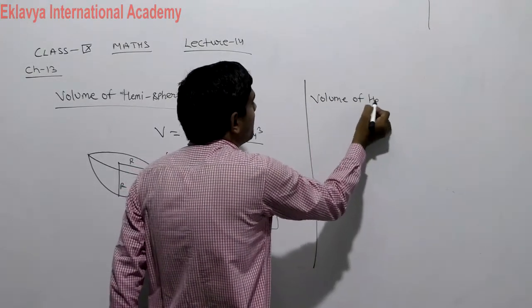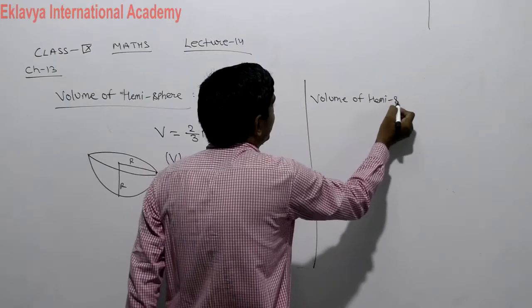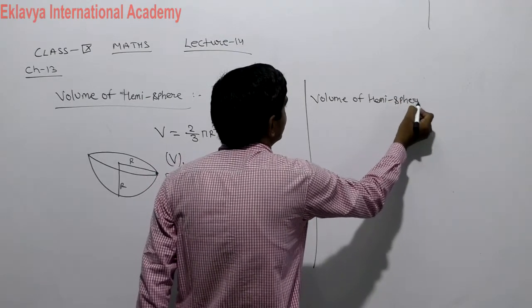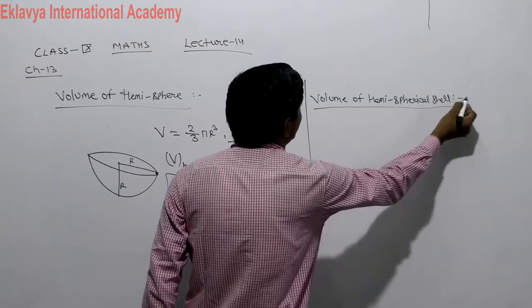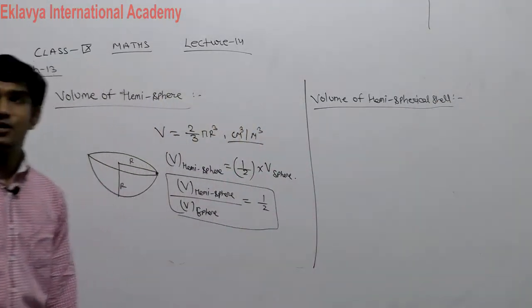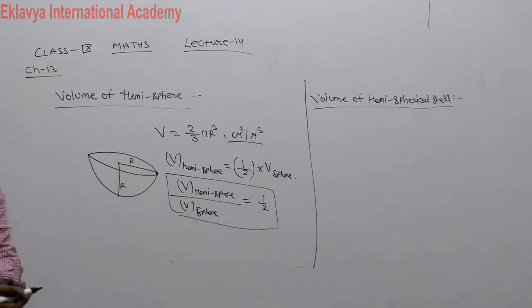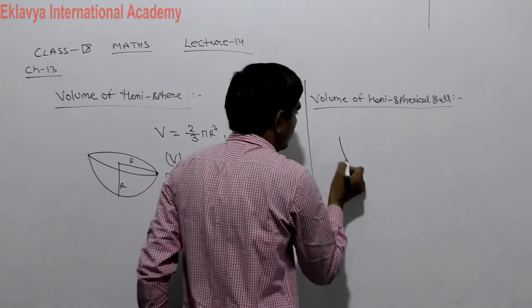Volume of hemispherical shell. So again, what is the hemispherical shell? A hemisphere whose internal radius is different and external radius is different. That looks like that one.